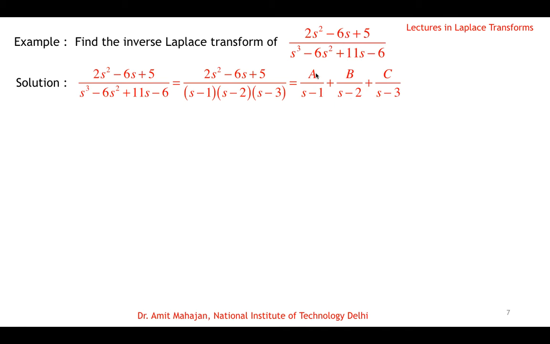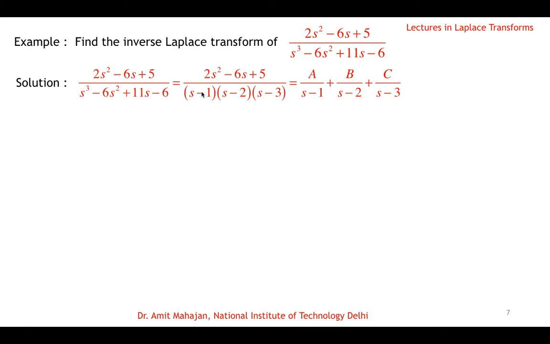So to calculate A, I multiply both sides by (s minus 1). This (s minus 1) will cancel out here and it will be A, and on the other side the (s minus 1) will cancel out. Then if I put s equal to 1, the other factors will become 0 because they are multiplied with (s minus 1). This will be A because (s minus 1) is already cancelled out, and in the rest of the factors I put s equal to 1, so I will have the value of A.